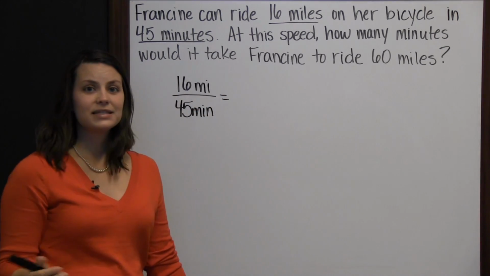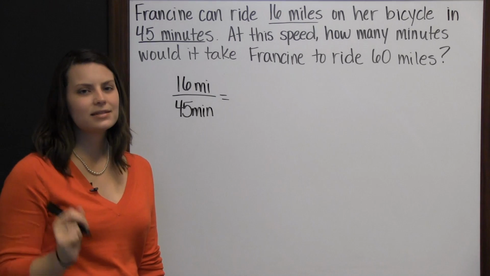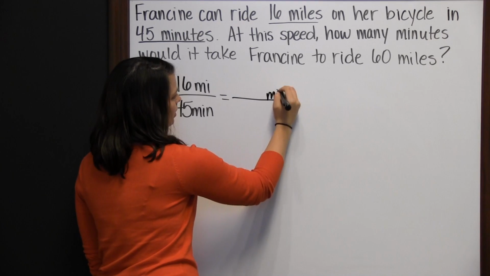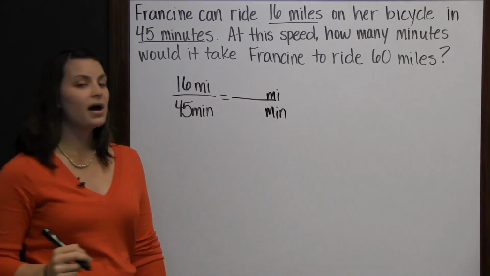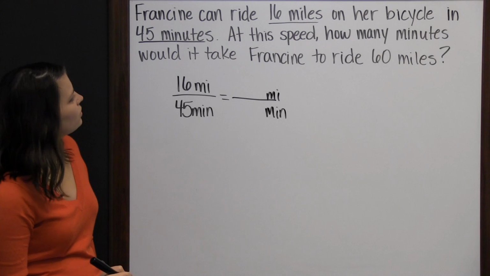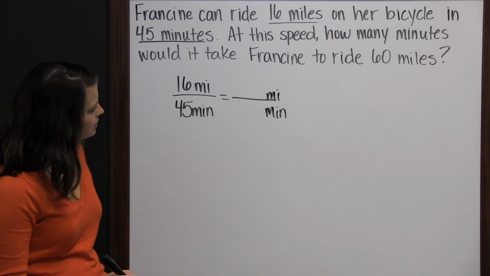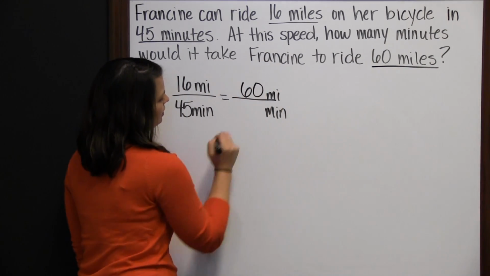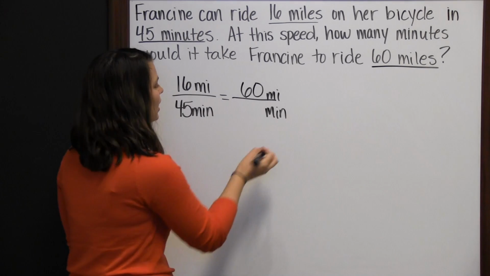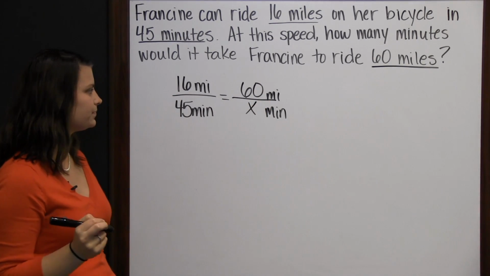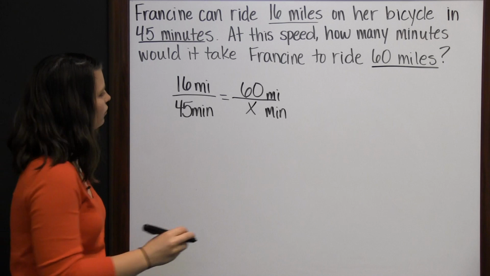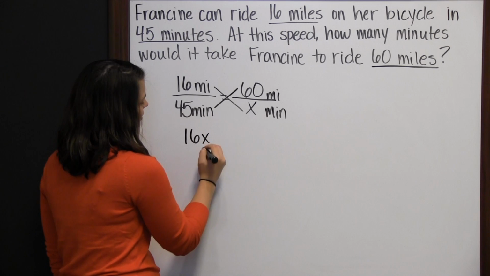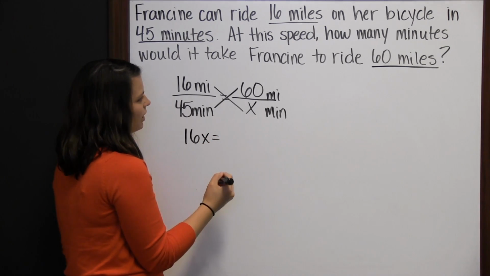And the key to setting up a successful proportion is to be consistent. So since in our first ratio we have miles to minutes, then our second ratio will also be miles to minutes. So they want to know how many minutes it would take Francine to ride 60 miles. So my miles is 60, and my minutes is what I'm trying to find, so that's where I'll put a variable. To solve a proportion, we cross multiply. 16 times x is 16x, and that equals 60 times 45.